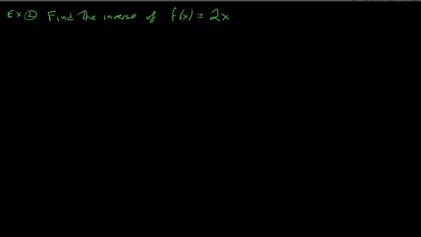Okay, so the question is, we're looking for another function, g of x, or better yet, f inverse of x, that undoes this function, right? So what does f do to x? f takes x as the input, and the output is just, well, double that, right?